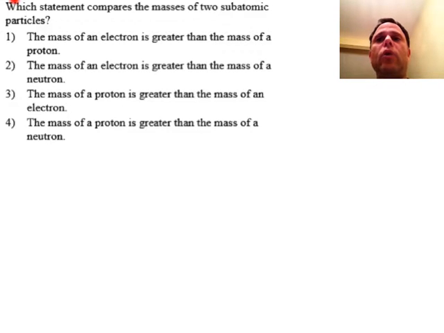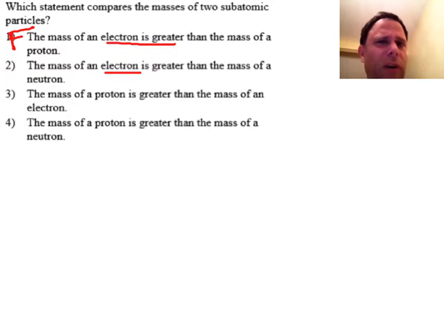Alright, number 3. Which statement compares the masses of 2 subatomic particles? So we're looking for a correct answer. It's kind of like a true-false statement thing going on here. The mass of an electron is greater than the mass of a proton. That is false. The mass of an electron is greater than the mass of a neutron. Well, the last question had me letting you in on the fact that a proton and a neutron both have the same mass. So an electron greater than a neutron, again, false.